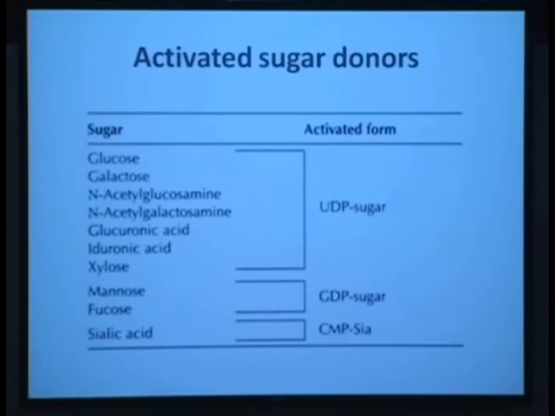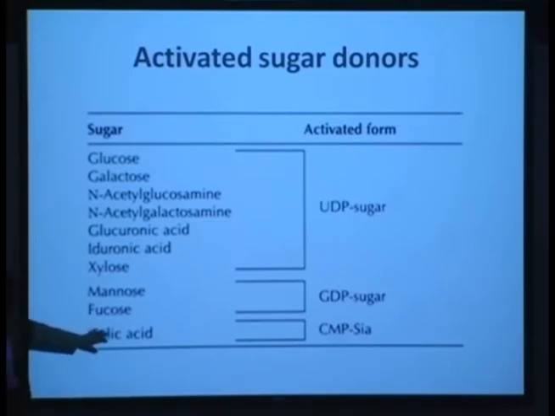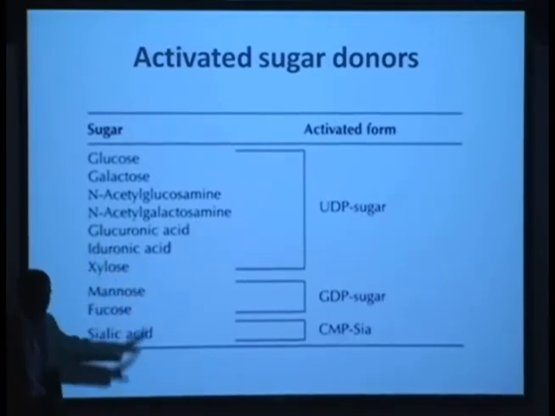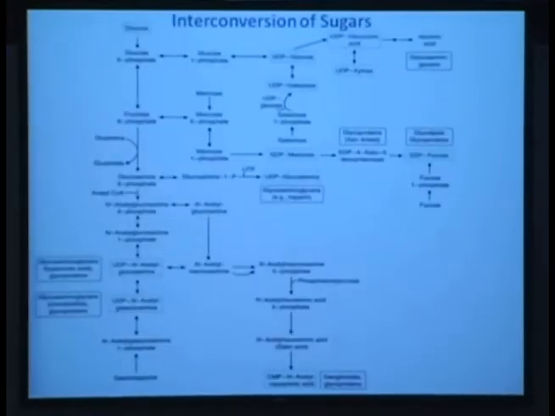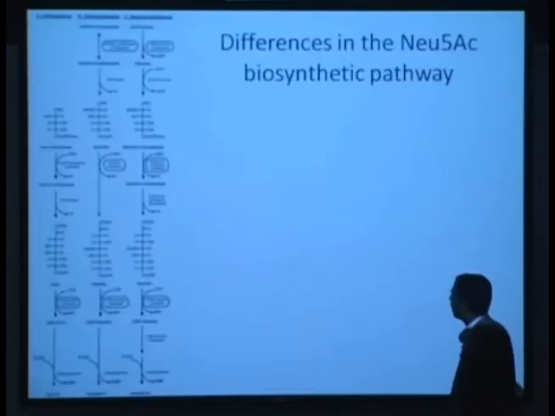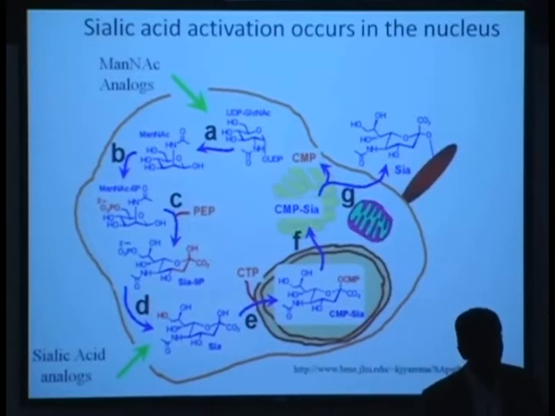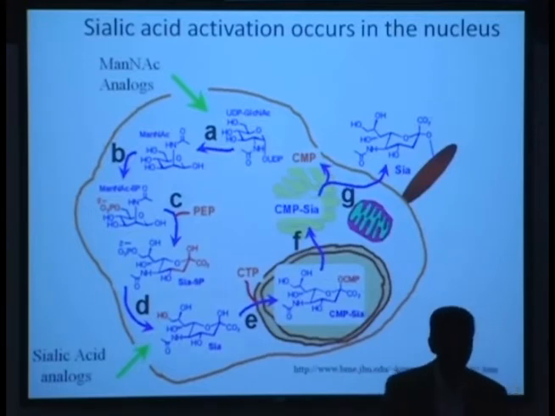In the very first lecture, when I talked about how various sugars get activated, without activation you cannot transfer them to lipids, proteins, or other carbohydrates. In the case of sialic acid, which is very unique, it is activated only as CMP-sialic acid, whereas other sugars can be activated as UDP sugars or GDP sugars. CMP-sialic acid can then be donated to various glycans, lipids, and proteins. This slide summarizes exactly how the various conversions take place. Let's focus on this slide now. Unlike other sugar nucleotides, which are synthesized in the cytoplasm, the activation of sialic acid takes place in the nucleus.